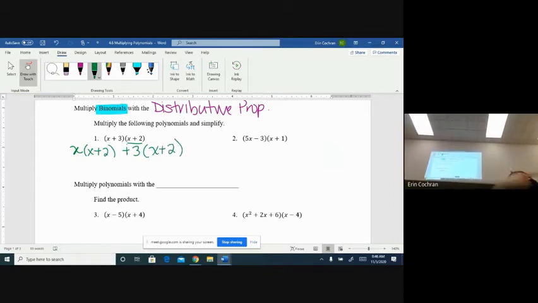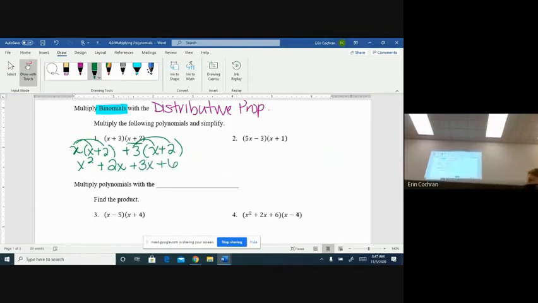So now does it look like what we just did where we multiply monomial by a polynomial? Yeah. So what is x times x? X squared, thank you. X times 2? 2x. And then we do the 3. What's 3 times x? 3x. And what's 3 times 2?